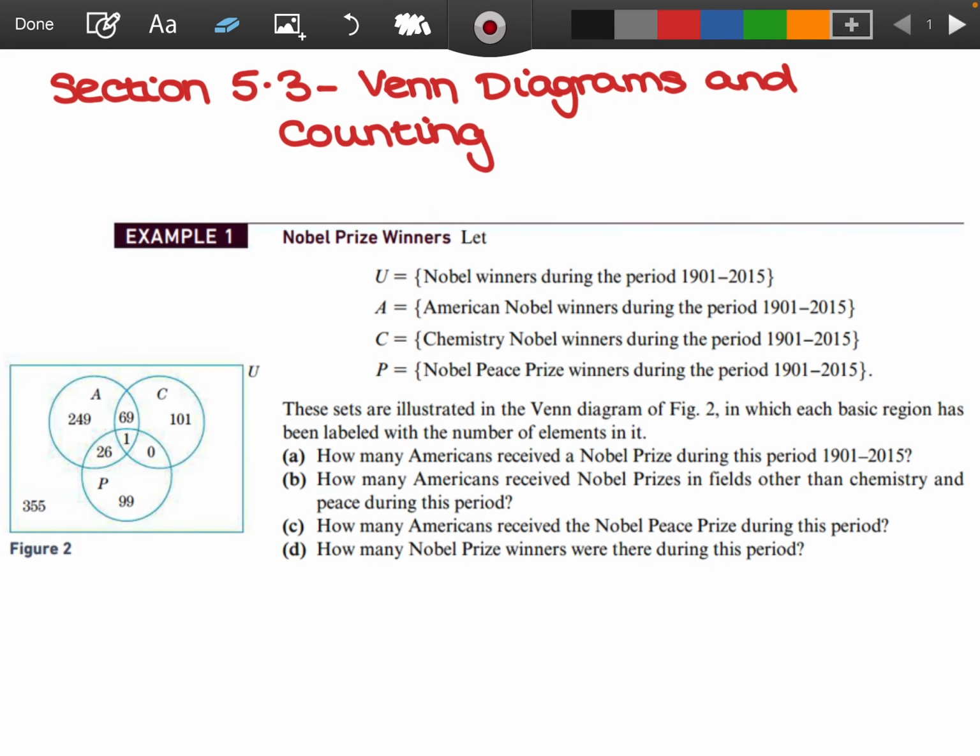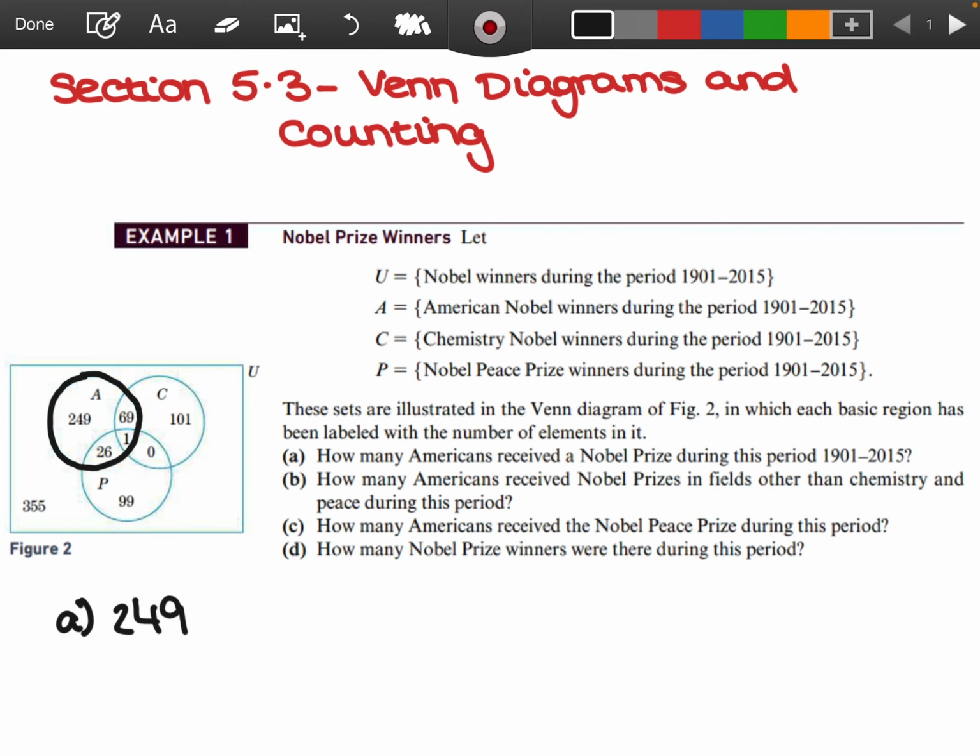So let's look at the problems that we have been given here. First question is, how many Americans received a Nobel Prize during this period? Okay. So how many Americans? Well, the Americans that won any type of Nobel Prize would be anyone that fell into this circle. Okay, so the answer to A would be all of those values added together.